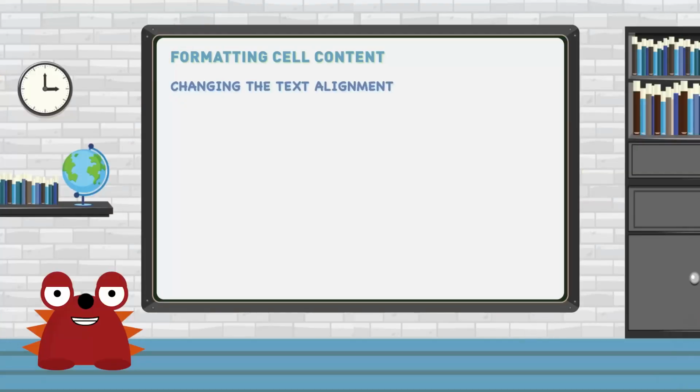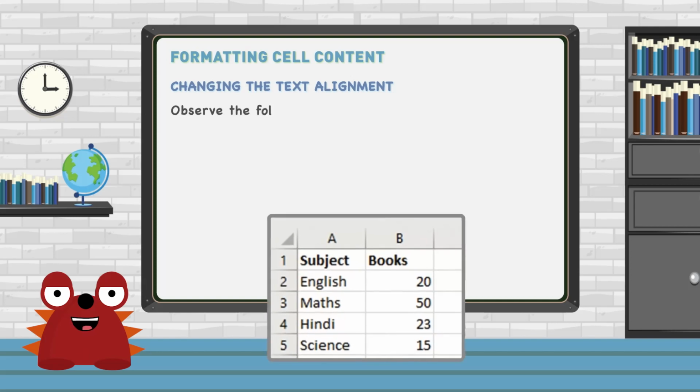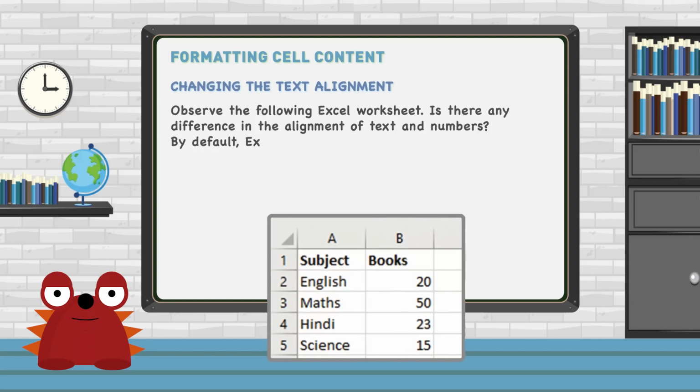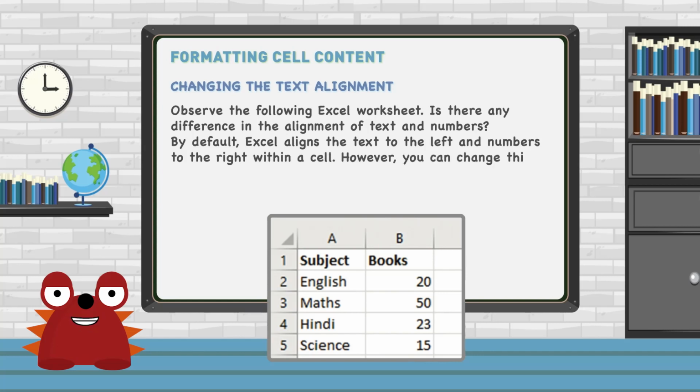Next, we will be learning to change the text alignment. Observe the following Excel sheet. Is there any difference in the alignment of text and numbers? By default, Excel aligns the text to the left and numbers to the right within a cell. However, you can change this alignment. You can align the cell content horizontally or vertically.